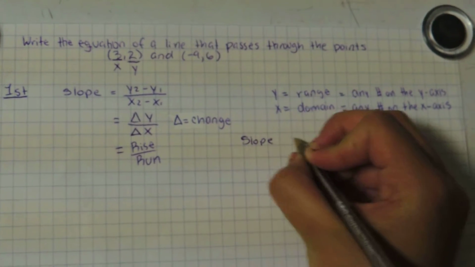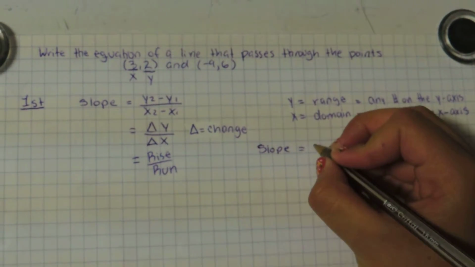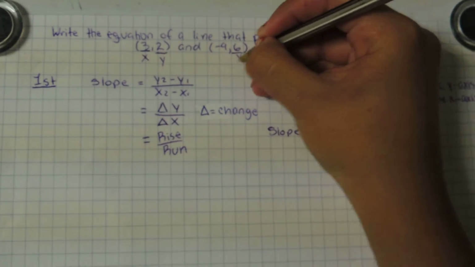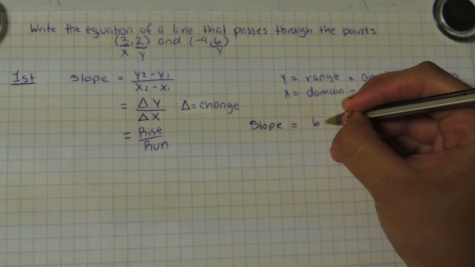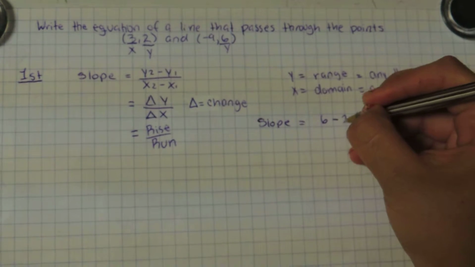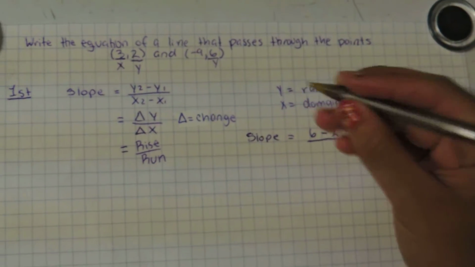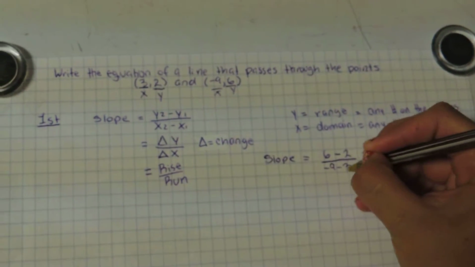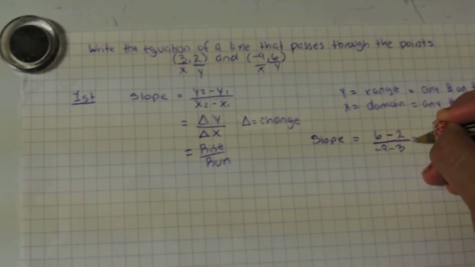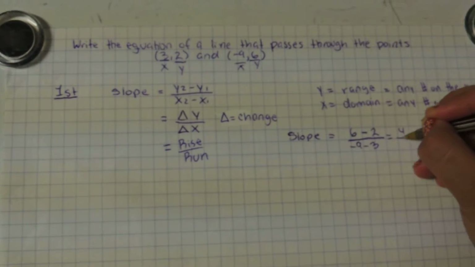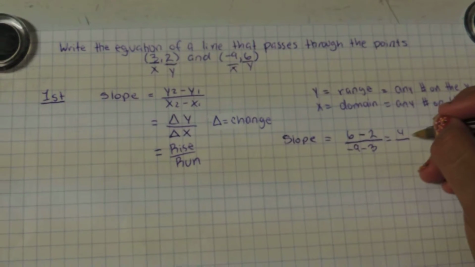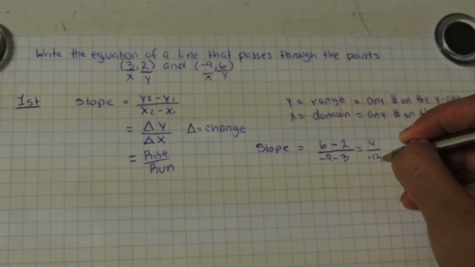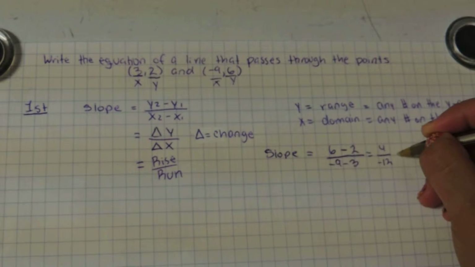Slope equals y2. Let's say y2 is 6, because the 6 is also y. So let's put 6 minus y1, let's just say it's 2, over negative 9, which is an x, minus 3. Let's simplify. 6 minus 2 is 4, equals, and negative 9 minus 3 equals negative 12, because a negative and a negative add.